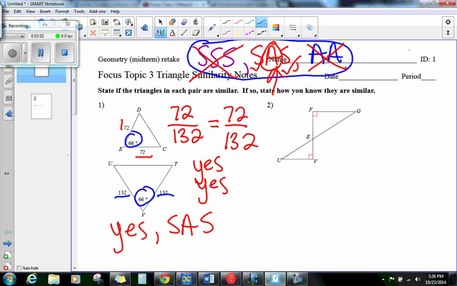Okay, let's look at number two. Let me change my color pen here. Okay. So number two, same direction. Say if the triangles in each pair are similar, and if so, state how you know. Okay, we have some intertwining triangles here. And in my class, I like to think of triangles intertwined like this as a bow tie. So we usually think of Mr. Ellison or Mr. Ellis's bow tie when we see triangles like this.